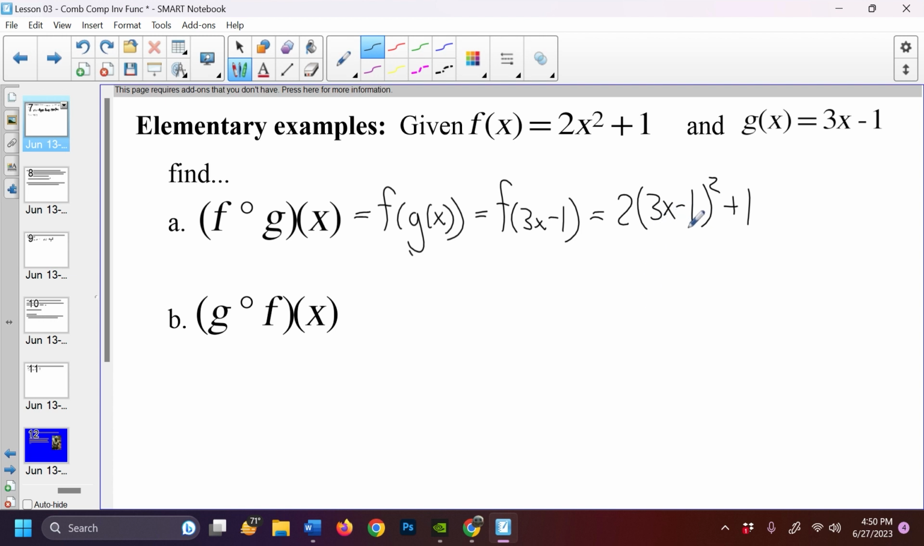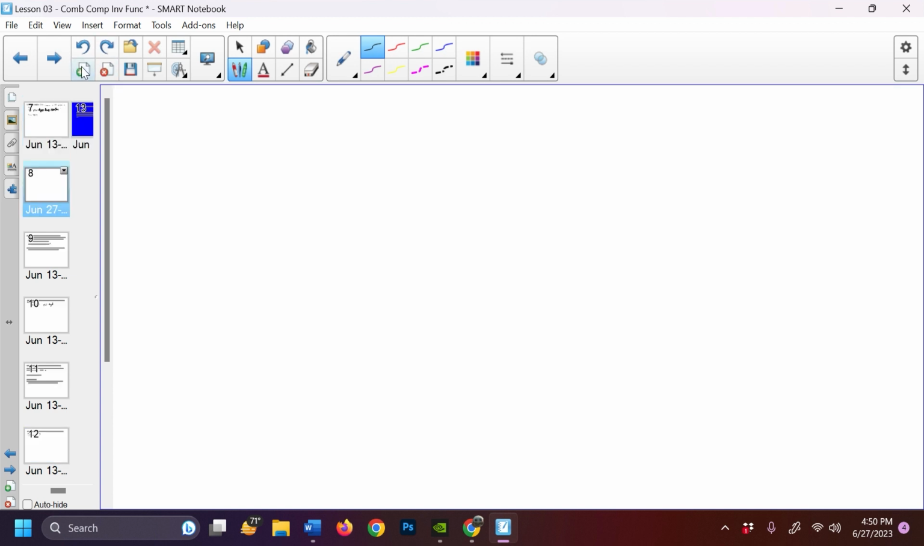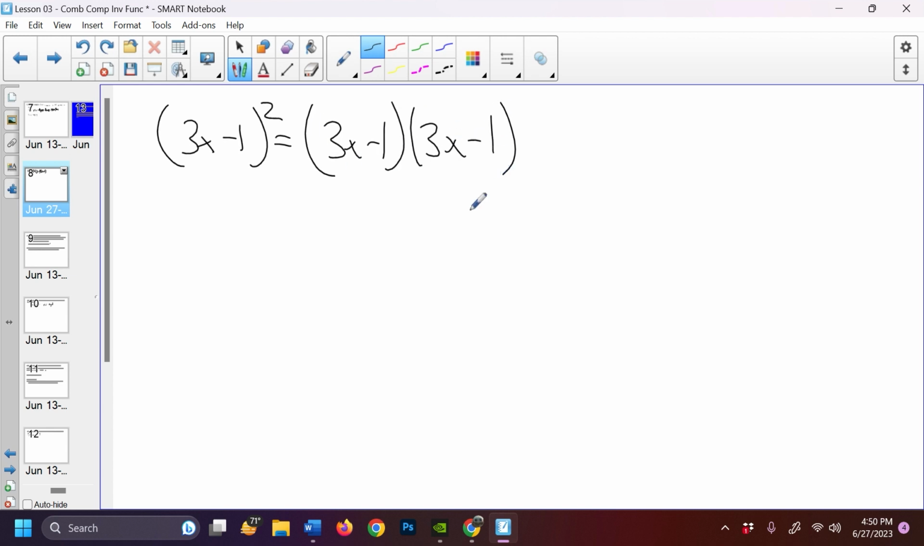Now, when I square this thing, I have to FOIL. Remember, you have to multiply, and I'm going to do that on a separate page. So we'll add that in. 3x minus 1 squared is 3x minus 1 times 3x minus 1. And so here I have to distribute. 3x times 3x is 9x squared. 3x times negative 1 is negative 3x. Negative 1 times 3x is another negative 3x. Negative 1 times negative 1 is positive 1. I collect my like terms. I've got 9x squared minus 6x plus 1.